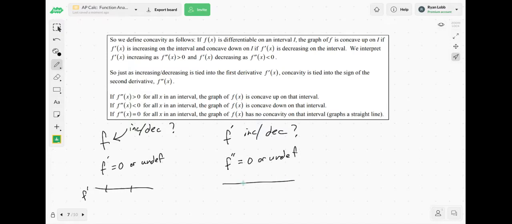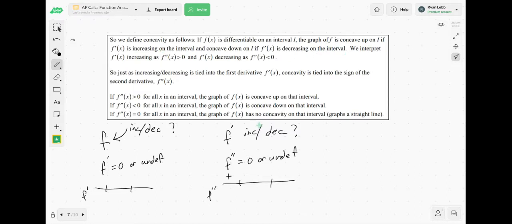And then we would set up a little number line, and now we'd determine the sign of f double prime. And if you think, where's f double prime positive? If f double prime is positive, then that means this function f prime is increasing. But if f prime is increasing, then that means function f is concave up.